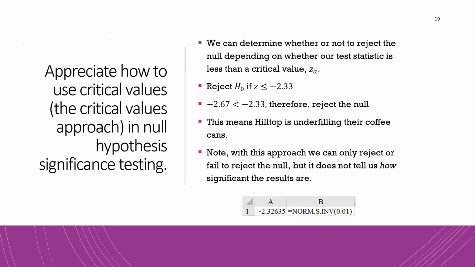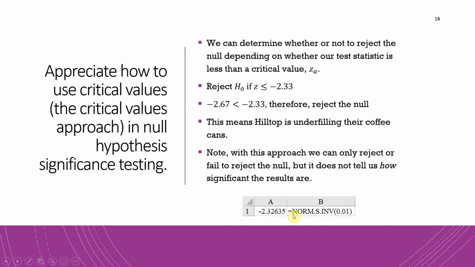So let's do this. We have to determine what our critical value is. Our critical value is a test statistic value that we can compare to the test statistic that we just calculated to determine if we can reject our null or not. This is something that we've already done in previous chapters, where if we know the probability, we can calculate the z-score that's associated with it. We've already learned how to do that in Excel.